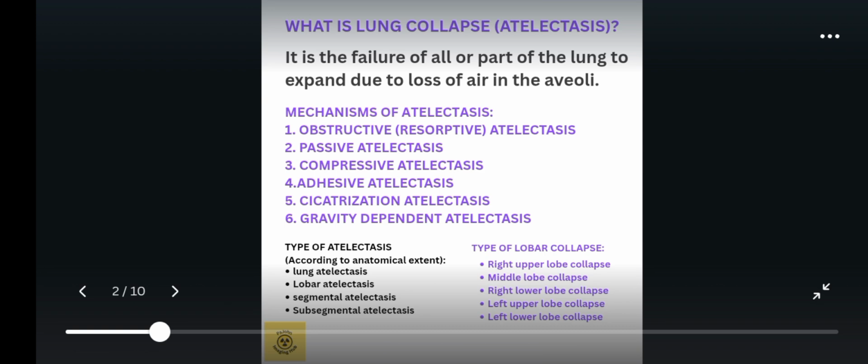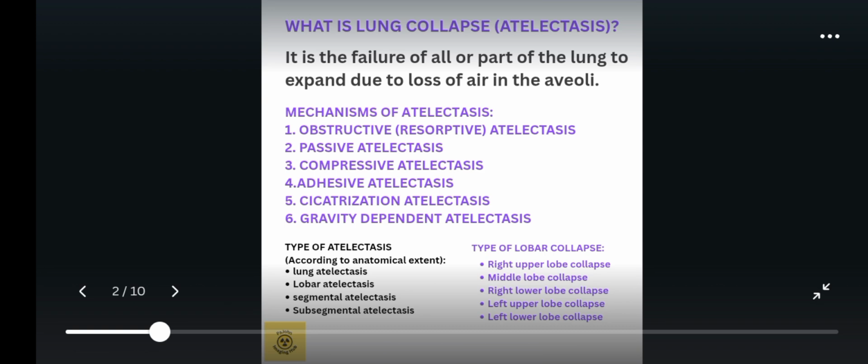Now, there are mechanisms by which these things occur. There are about 6 mechanisms through which lung collapse could occur. The first one is obstructive or resorptive atelectasis. The second one is passive atelectasis. We have compressive atelectasis, adhesive atelectasis, and cicatrization atelectasis. And the last but not the least is gravity-dependent atelectasis. These are the mechanisms through which lung collapse could occur. In other words, lung collapse could occur through any or a combination of these mechanisms.